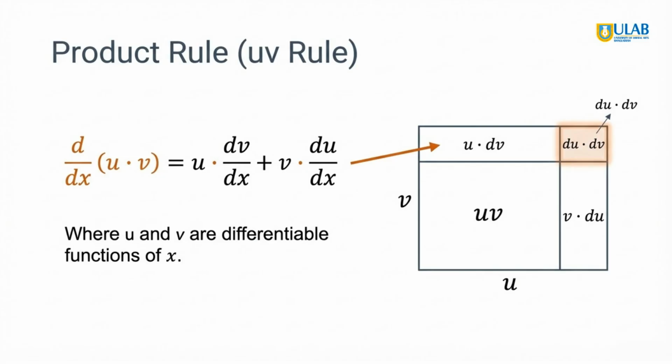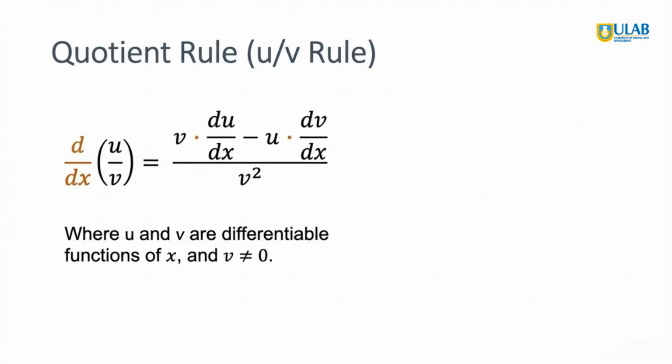The product rule, also known as the UV rule, is used to find the derivative of a product of two differentiable functions, u and v. The formula is shown here. The quotient rule, or u over v rule, is for finding the derivative of a ratio of two differentiable functions, u and v, where v is not 0. The formula is presented here.